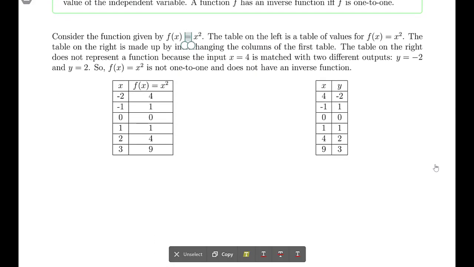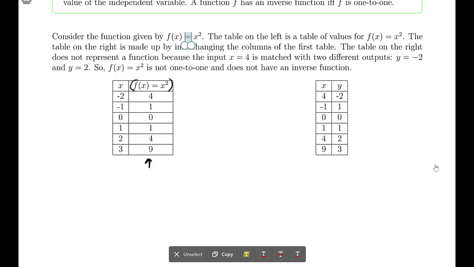So looking at these two tables, we have x, and our given function here is x squared. So when I put in -2, I get 4, -1 is 1, 0 is 0, 1 is 1, 2 is 4, and 3 is 9. That all makes sense. We substitute those x values in, and it generates this column of y values. If I flip those two columns, you can see that I have that in this table right here. So now my y values from the previous table become my x values in this table, and my x values in the first table are now my y values in the second table.